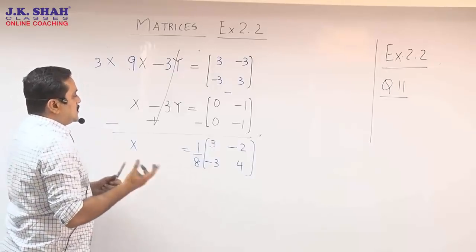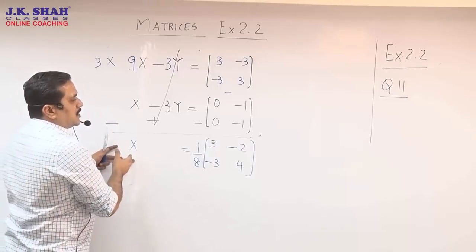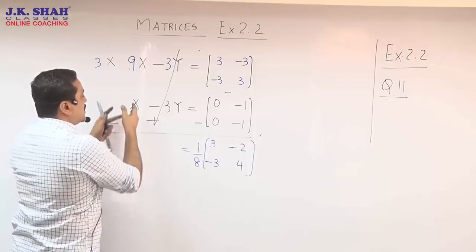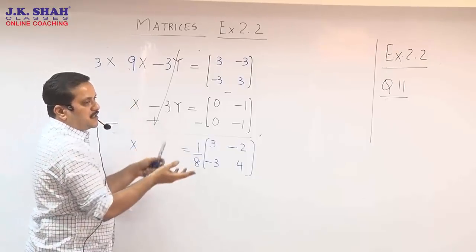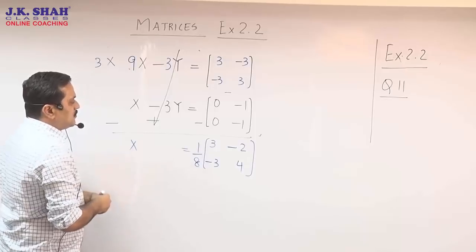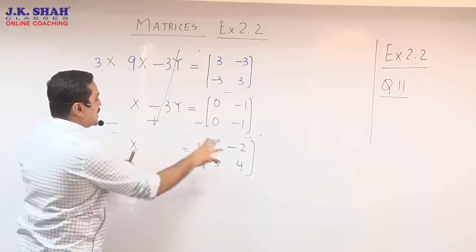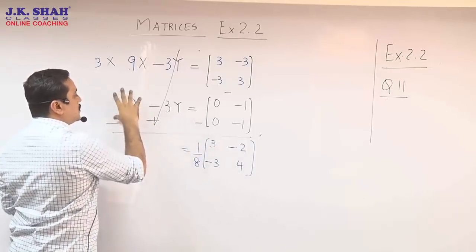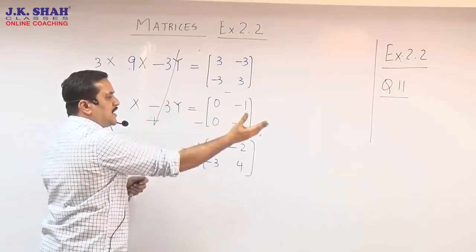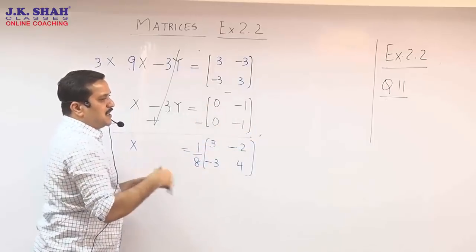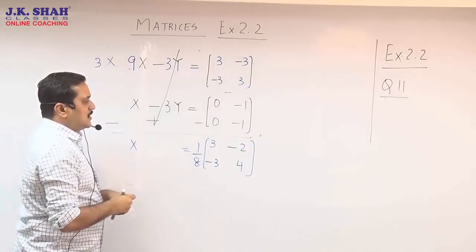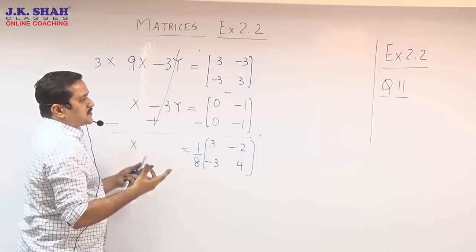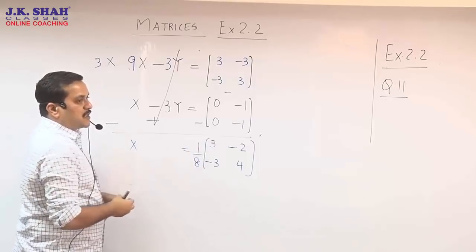Now, as in your school level, once you found one variable, your habit was to put that variable's value in any one of the equations and find the other variable. In this case, I find it slightly difficult putting x over here because the x matrix does not look so nice. Put it here, shift from there to here, then push your 1 by 8 inside and then perform the subtraction. Seems to be too clumsy. It's quite possible that your x working goes wrong.